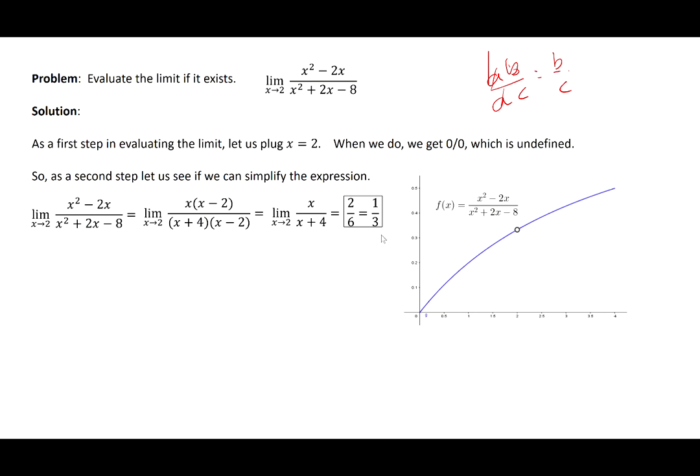Isn't that fascinating? Even though originally when we plugged in x equals 2, we got 0 over 0, which is undefined, which is what this hole indicates. At x equals 2, the original function is undefined, but the simplified version is defined there, and so far as the limit as x approaches 2 is concerned, that's okay. Whatever we get is the limit of the original function.